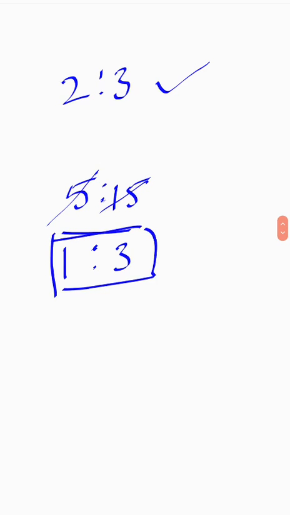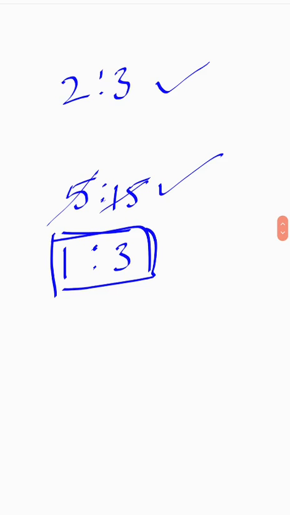Here I can say 2 is to 3 is the simplest form because we can't cancel both the terms. But here you see 5 is to 15. 5 is to 15 is a ratio, but we can simplify it. 5 ones are 5 and 5 threes are 15. So 1 is to 3 is the simplest form of the ratio. So ratios we always have to represent in the simplest form.